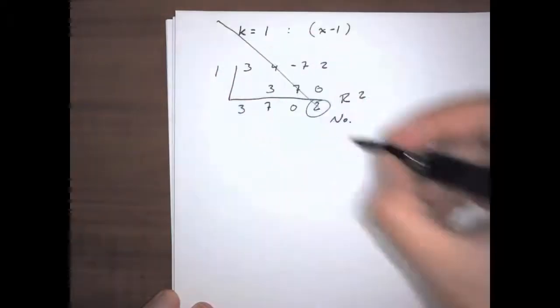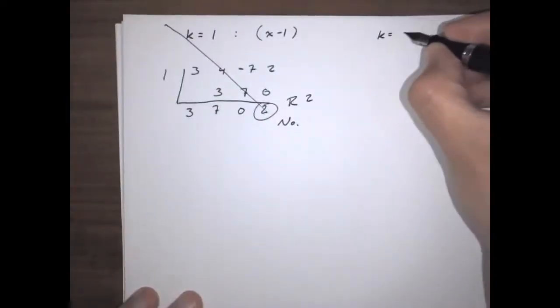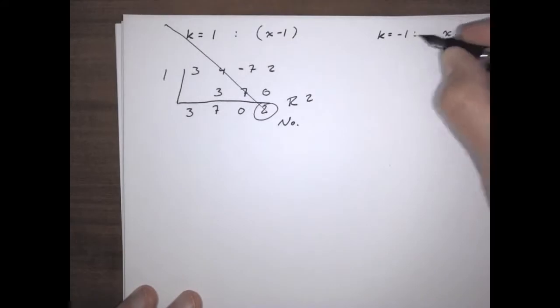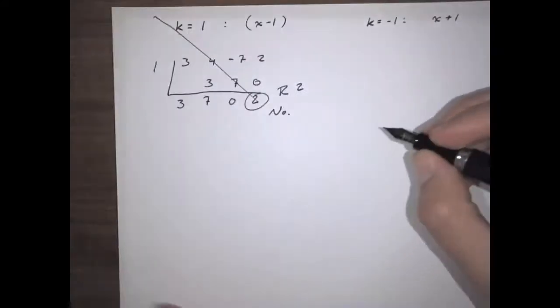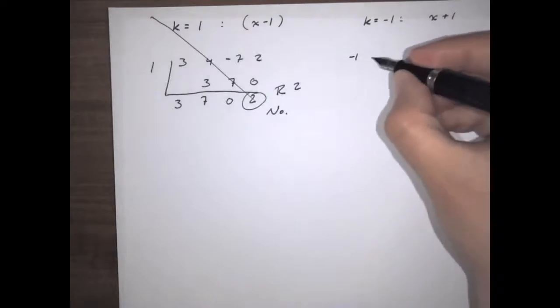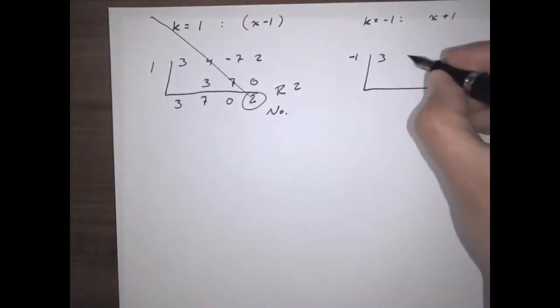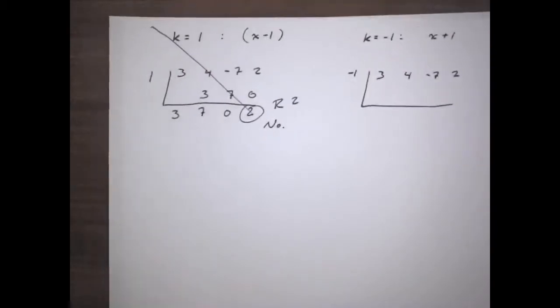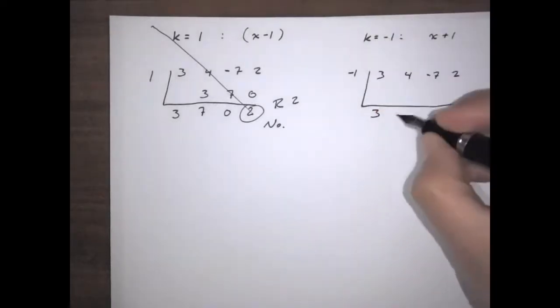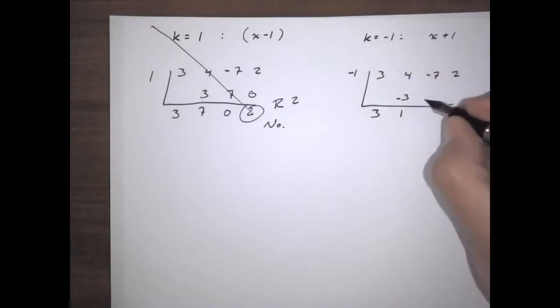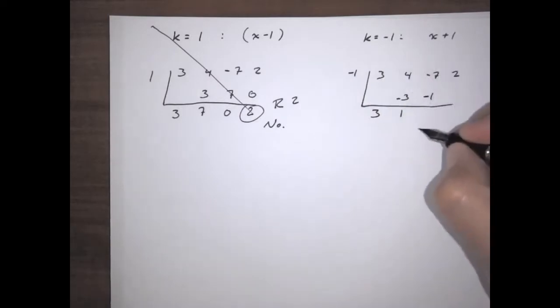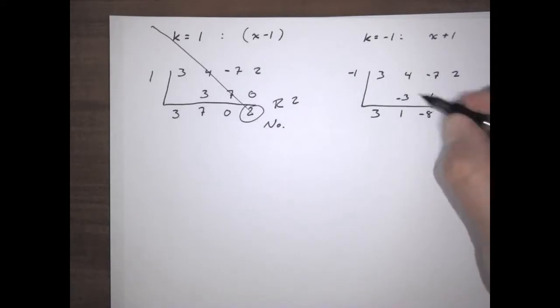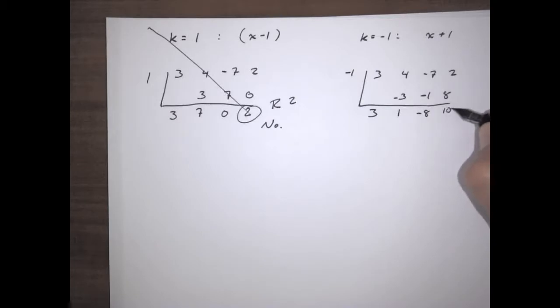Okay. So be it. Alright, well how about k equals -1? So that means we're looking at the factor x plus 1. So -1, 3, 4, -7, 2. So down comes a 3, and then 3 times -1 is -3. Add those, and you get a 1. Multiply those, you get a -1. Add these, you get a -8. Multiply, you get an 8. Add those, you get a 10. And so we have a remainder of 10, and that's a no.